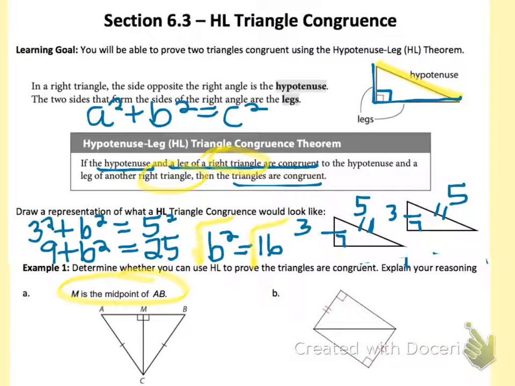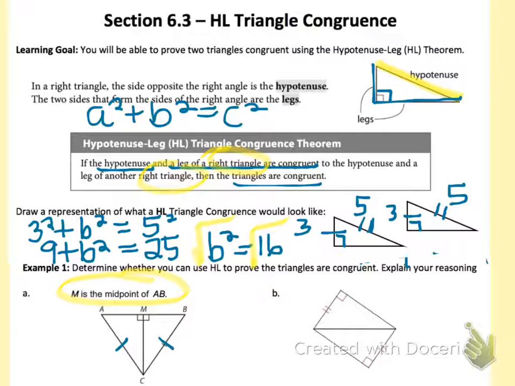Okay, so let's take a look at example 1 here, where it says, determine whether you can use the HL to prove the triangles are congruent and explain your reasoning. Well, sometimes they'll give you enough information that you can actually use more than one way. So we're going to explore that on this one and see if there's more than one way. Now look, just looking at the markings that are on the figure already, they mark that these two are congruent, that they're right triangles. I can see they have a little right angle on them.